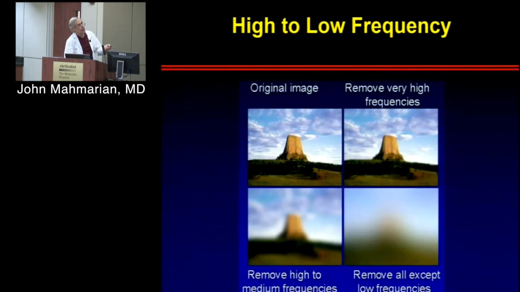So here you got a nice image. I like this image. Remove very high frequency. Remove high to medium frequency. Now remove all but low frequencies. Well, now you don't have an image anymore because you have no definition. All your high frequency, all your edges, all your fine details, which are high frequency findings, have been removed, okay? So obviously in imaging, we have to find some compromise here in terms of what we utilize to make an image. How much filtering do we really need to do?